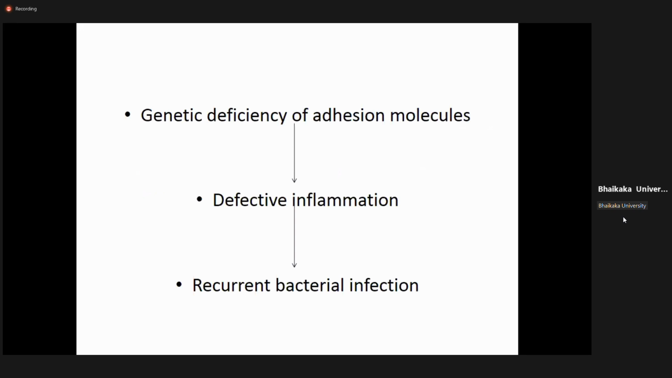What is the importance of these adhesion molecules? Selectins, integrins, platelet endothelial cell adhesion molecule, VCAM, ICAM, is that a person can have a genetic deficiency of these adhesion molecules. When this deficiency is present, leukocytes cannot leave the circulation and reach the site of inflammation or injury. That will lead to a defective inflammatory process, and these persons are prone to develop recurrent bacterial infection.